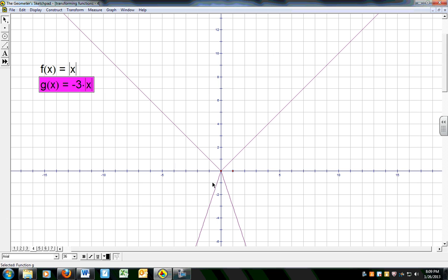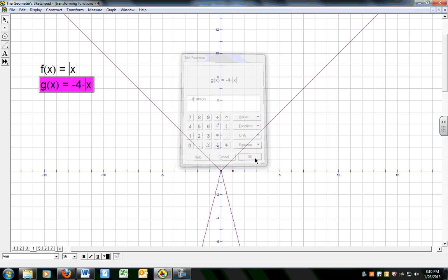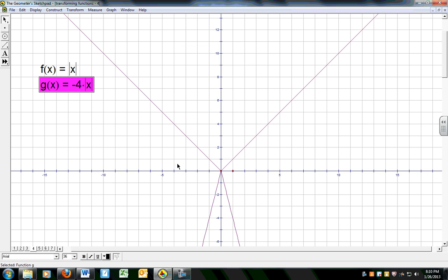Well, now it reflects it. In addition to squeezing it together by that factor of 3, I've gotten a reflection. So a negative 4 should do the same thing. It should just squeeze it a little bit more, but keep it down below the x-axis. And that's indeed what happened.